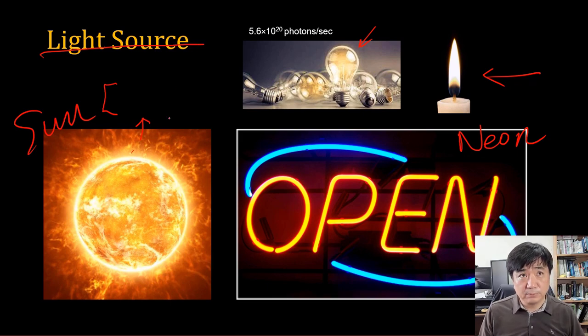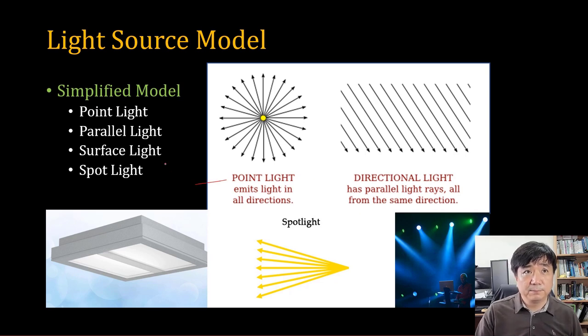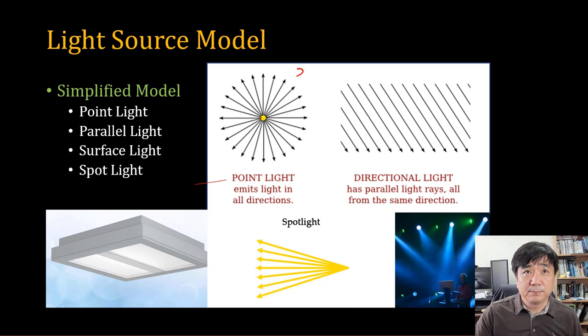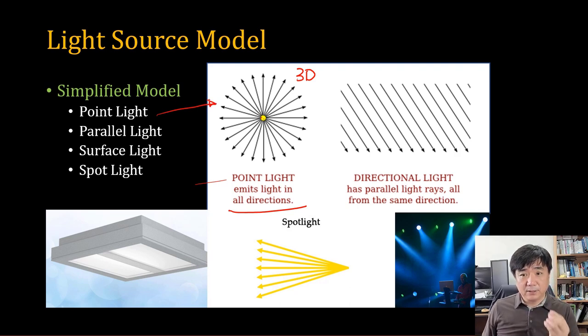So we need a much more simplified example. In computer graphics, the mathematical models of light source are, first, the point source. We assume a very small point in 3D space, and in all directions, x direction, y direction, z direction, it emits photons to all directions. It is a point light, very similar to a candle, for example.